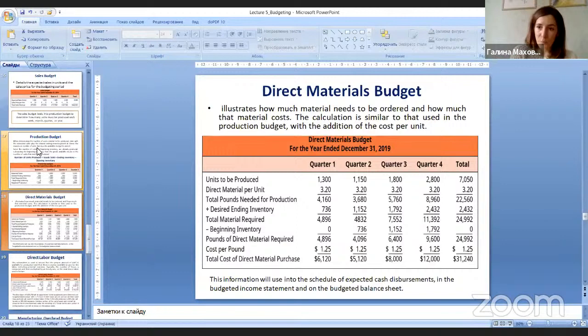And this information we will use when we prepare the cash budget, because this is our total cost and we should pay it to our suppliers, and it will be our cash outflows, right? So it will be reflected in the income statement and then in the balance sheet, because it's the sum of money that we should pay to our suppliers.